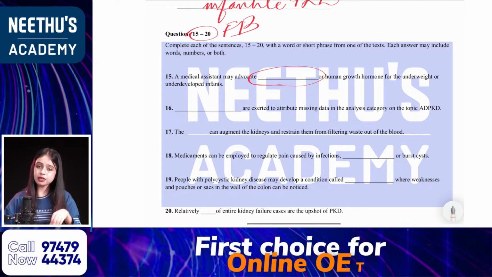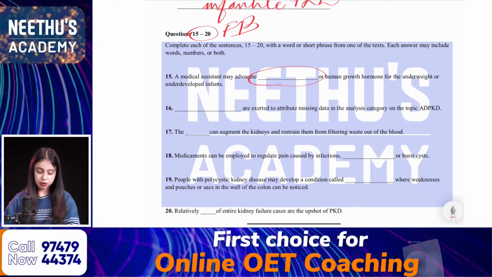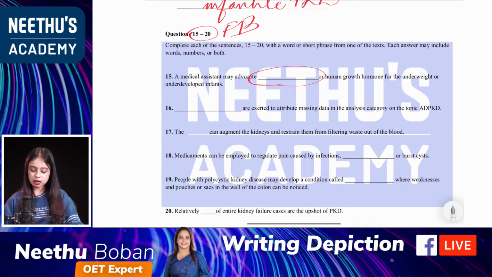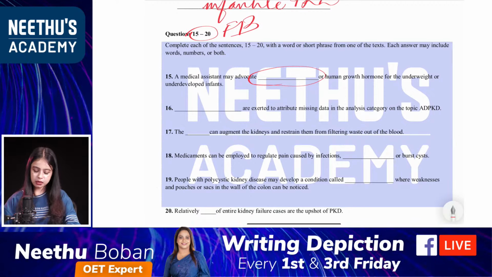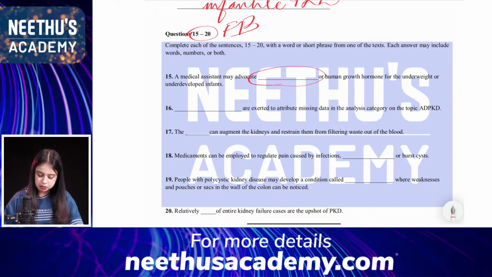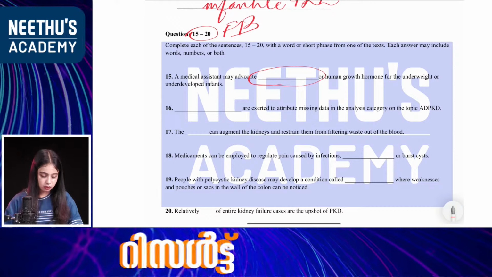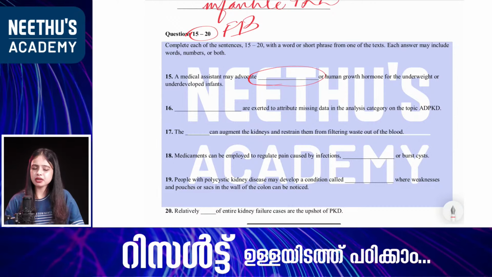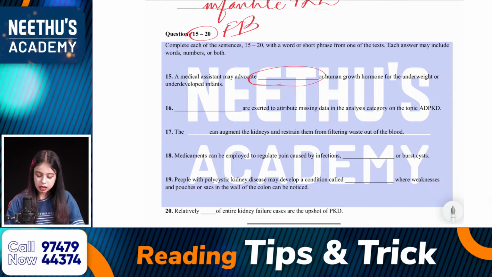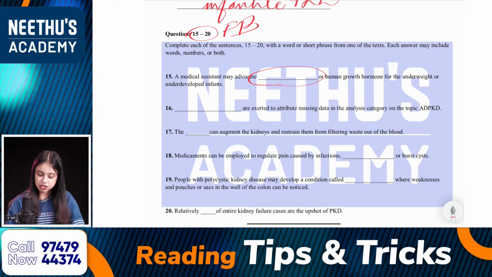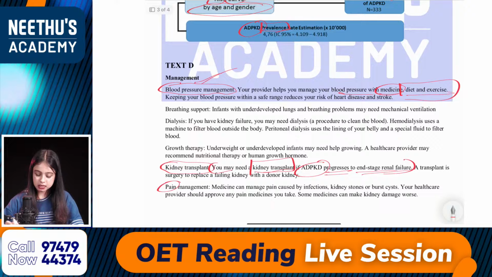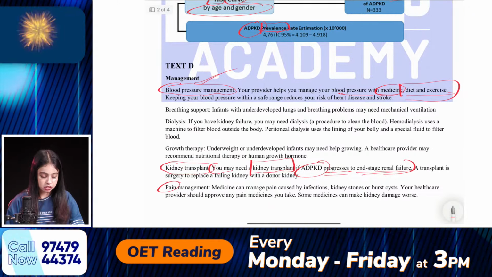Okay, what about the 15th one? What is the missing word there? It is not even direct, but there are still some words that can indicate the correct answer. The answer is nutritional therapy, which is mentioned in the medical treatment, so it is from text D. Where is this nutritional therapy mentioned?